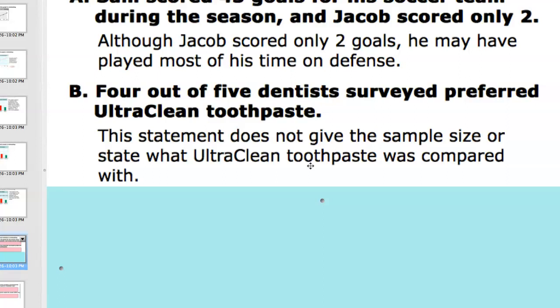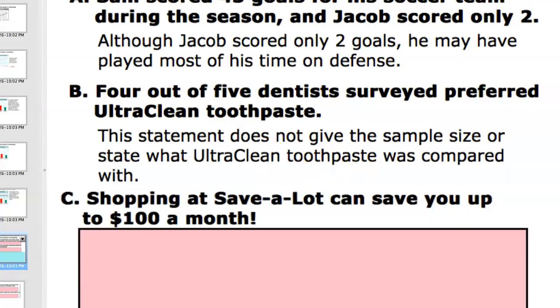So they could have asked 5 dentists, hey, which one do you prefer, ultra clean toothpaste or Mrs. Delorme's toothpaste that she made at home? And they're going to go with ultra clean probably. Okay, so this is misleading. You want to know what it's compared to.